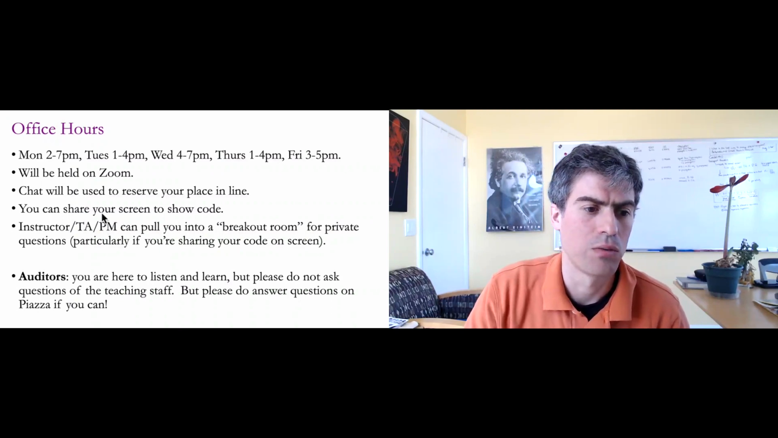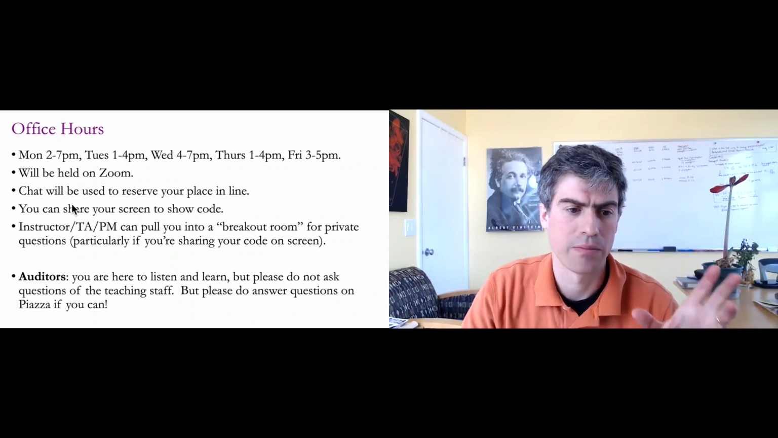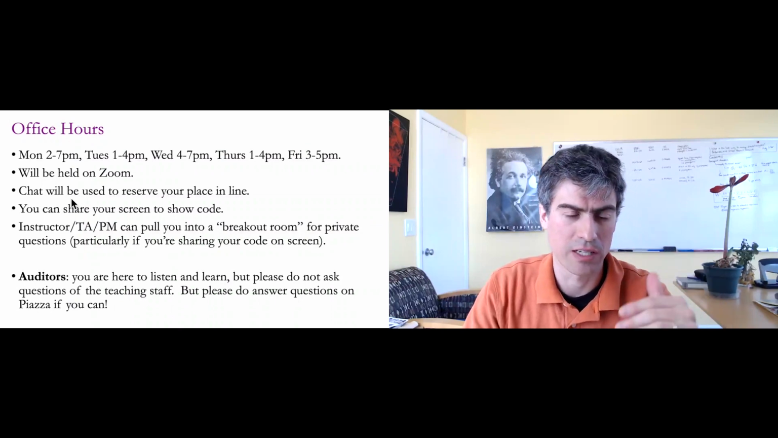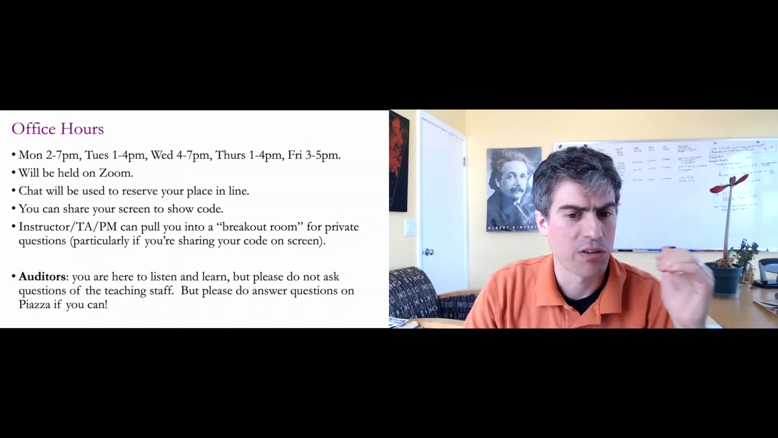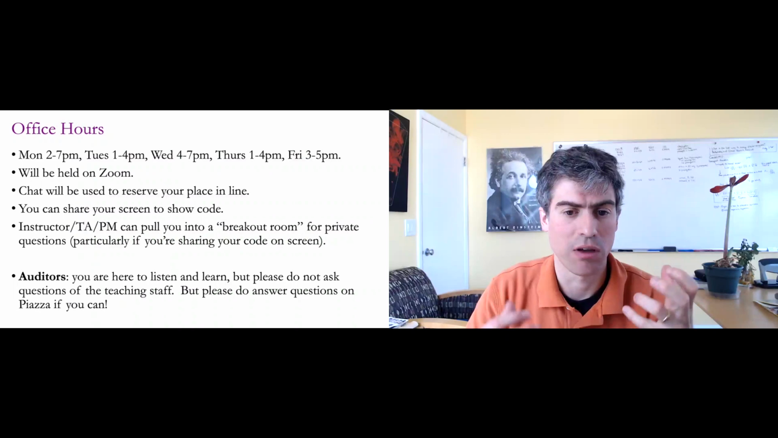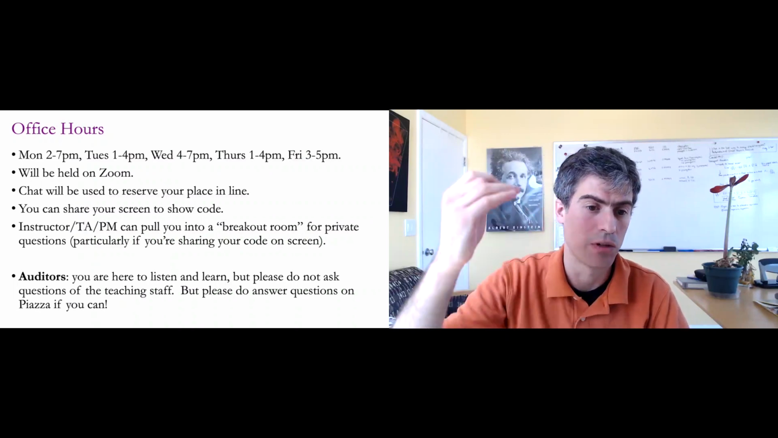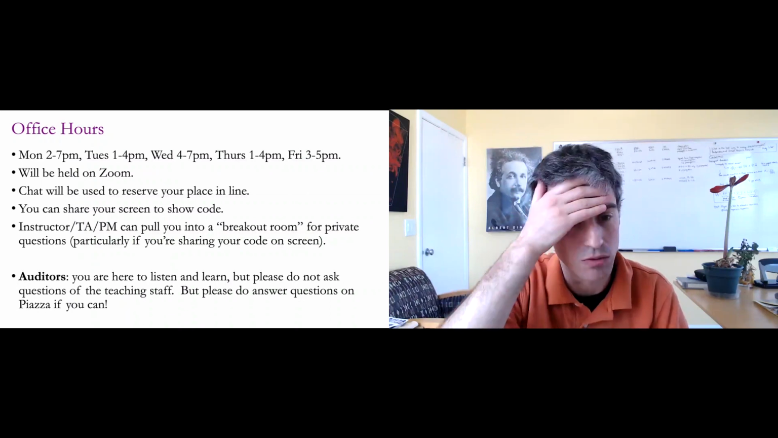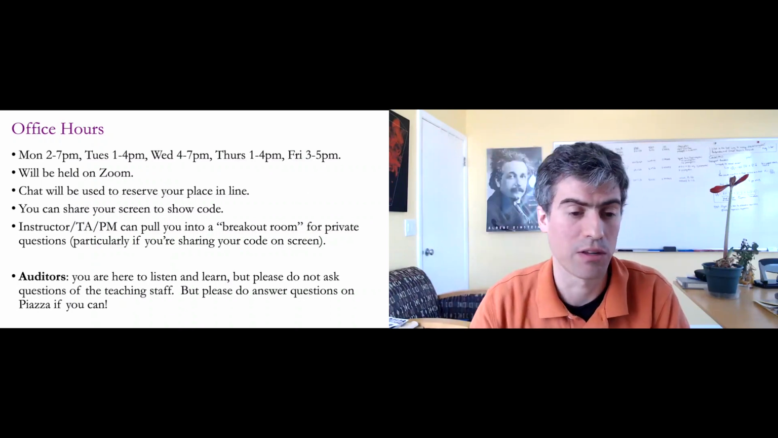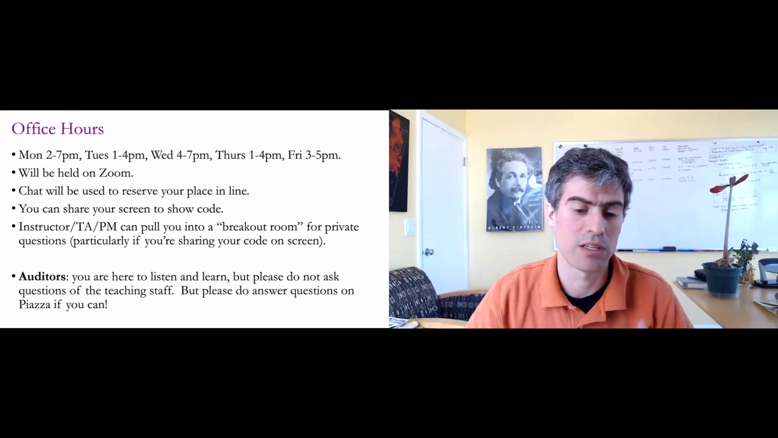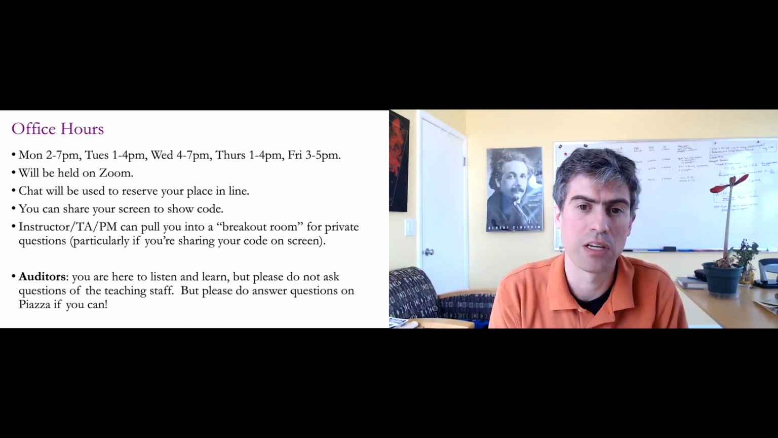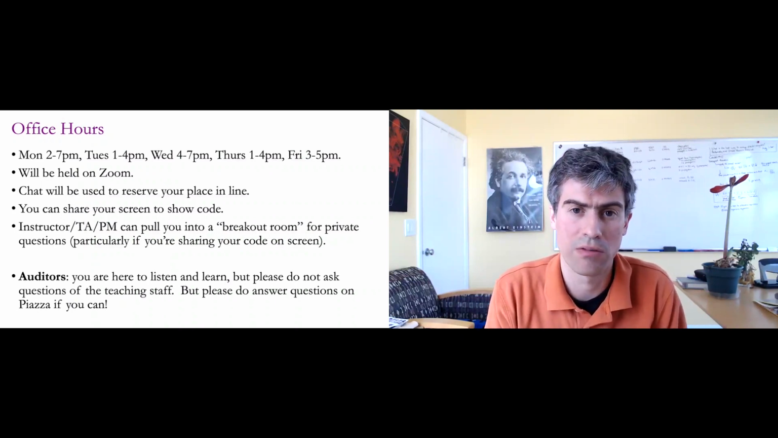But the way that you will put yourself in line to ask a question to the TA or the instructor will be to say something in the chat, because the chat is time ordered. So reserve your place in line by putting a message in the chat saying that you have a question, and then the person running the office hours will scan through that to find who's next after they finish with one person. And they might answer a question openly to everyone in the room so everyone can hear it and benefit from the answer.